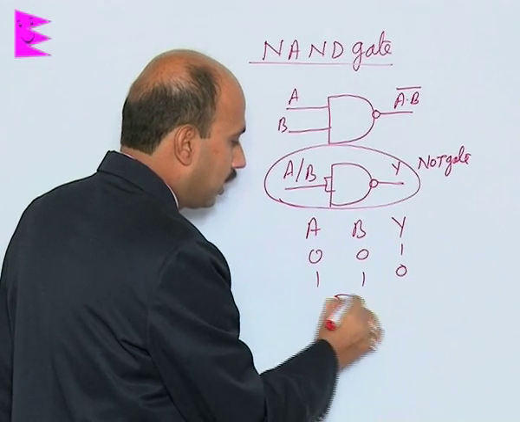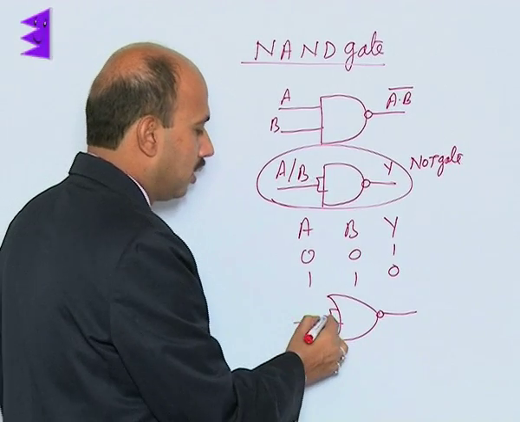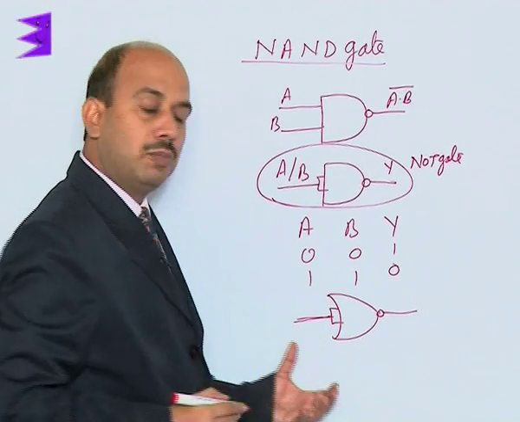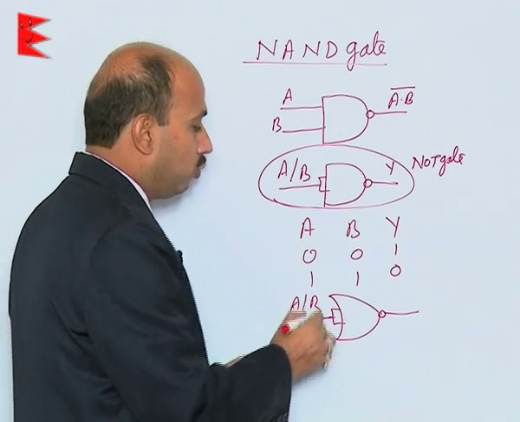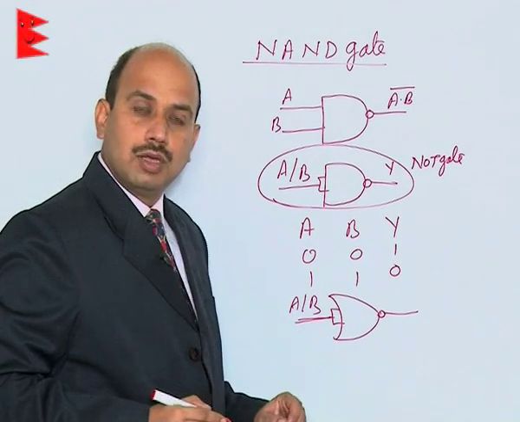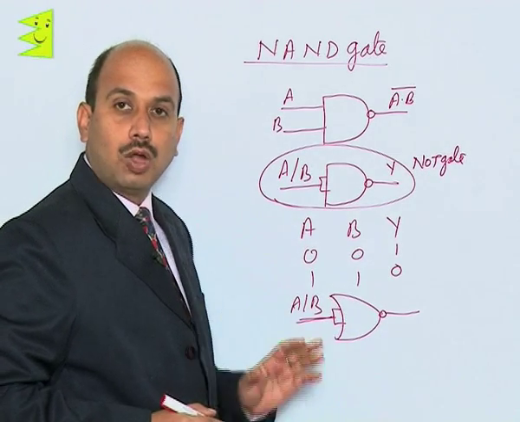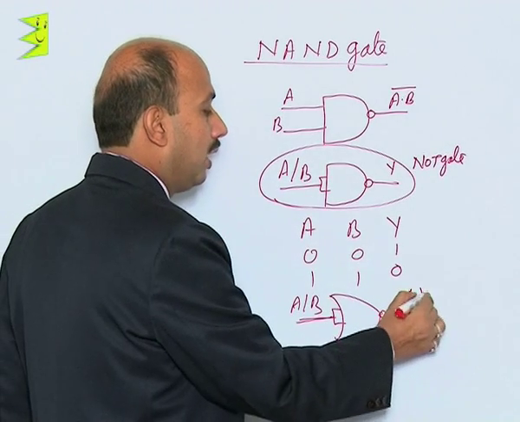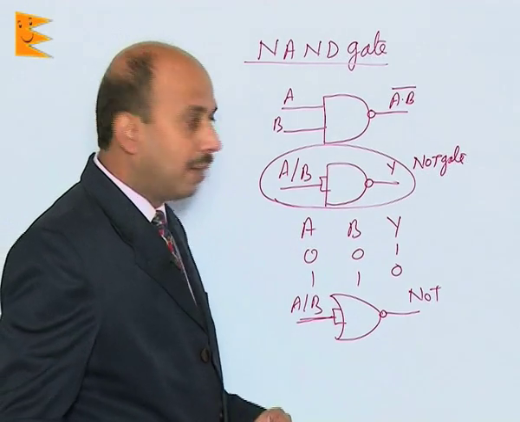Similarly, we can take the NOR gate, and if we combine both inputs here, A and B, then also we will be getting this same truth table. So, it means the NOR gate can also be used to obtain a NOT gate. So, this is the NOT gate obtained by the NOR gate. This is the first example here.